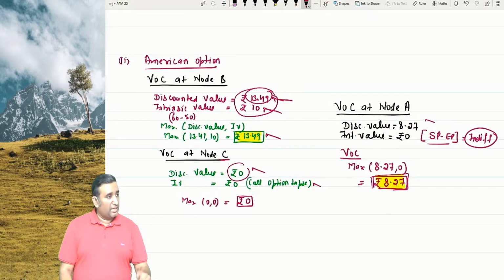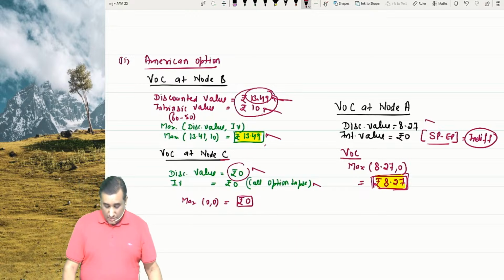Although the answer is coming the same, by chance. What is the difference, sir? European is at the expiry, American is anytime. So in American, basically you will have to compare these two values. If intrinsic was by chance coming higher, then you would select this. So here you have to keep in mind the intrinsic value in comparison with the discounted value. You have to compare intrinsic and discounted value, and then accordingly you have to call on it.